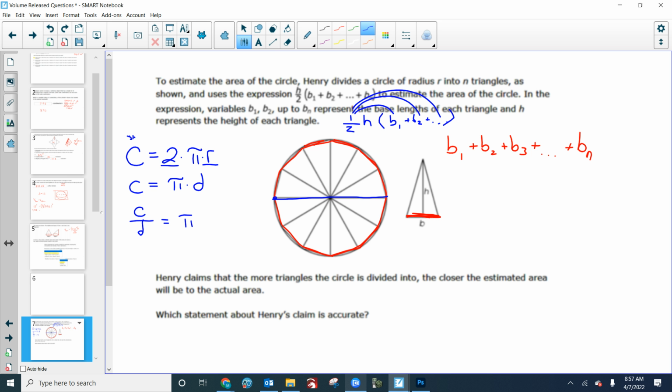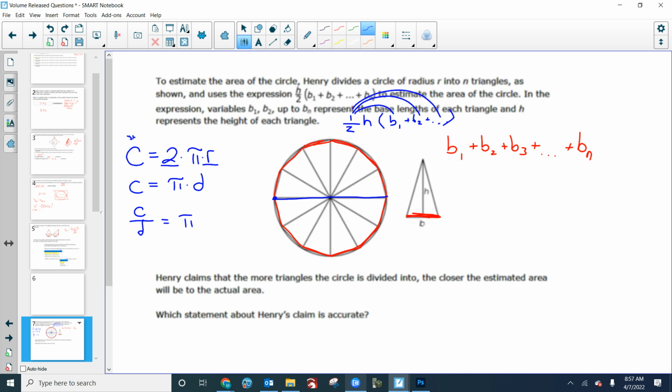Oh, that sounds like a bunch of area of triangles, doesn't it? 1/2 base times height, 1/2 base times height, 1/2 base times height. All right, so let's get into this and read the claim here. Henry claims that the more triangles the circle is divided into, the closer the estimated area will be to the actual area. Well, if the perimeter is getting close to the circumference, aren't the areas of all those triangles getting closer and closer to the area of the circle? You agree? The area of the triangles added up?